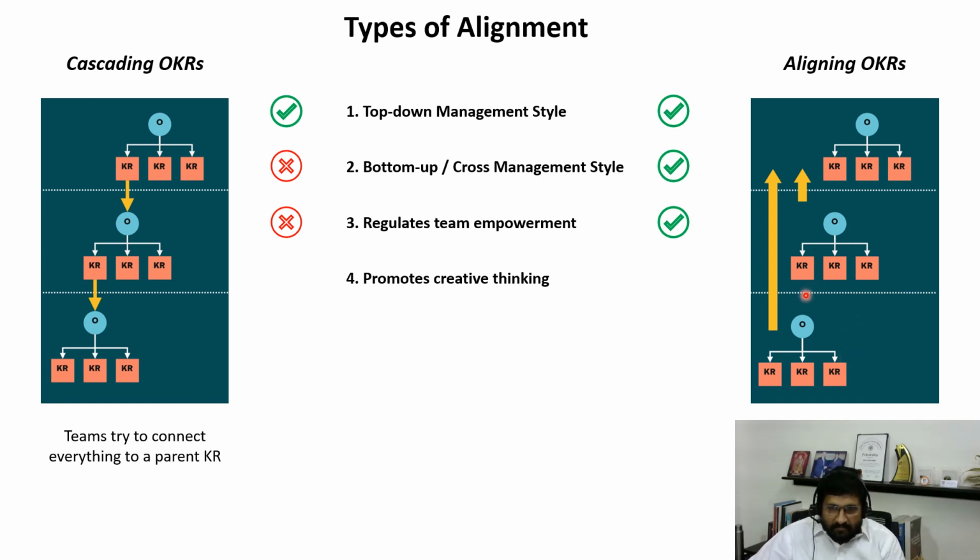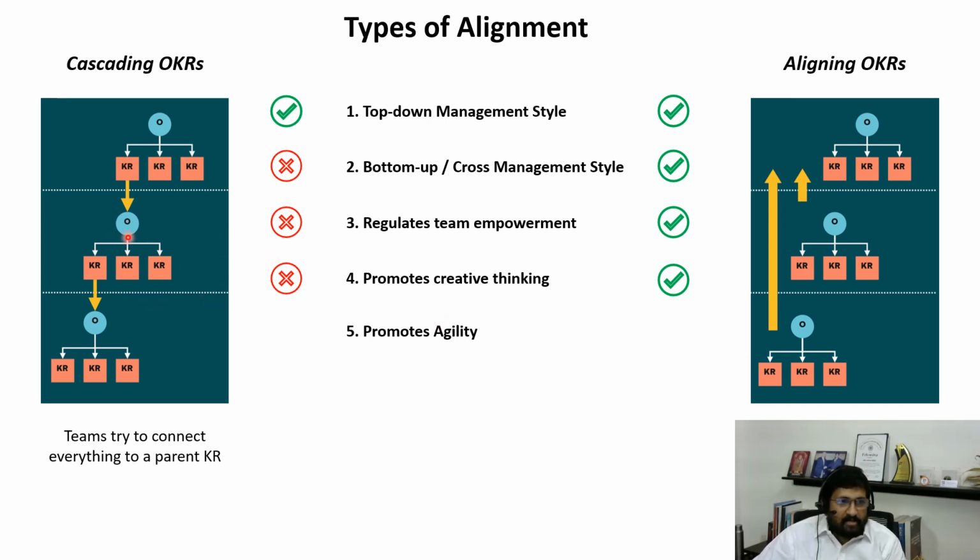And alignment of OKRs, this methodology promotes creative thinking. They can think and write their own OKRs, unlike copying as in the previous picture. It promotes creative thinking and promotes agility. Aligning OKRs promotes agility because when something is not happening well, teams can go and change their OKRs and then refine it, aligning to the current scenarios.